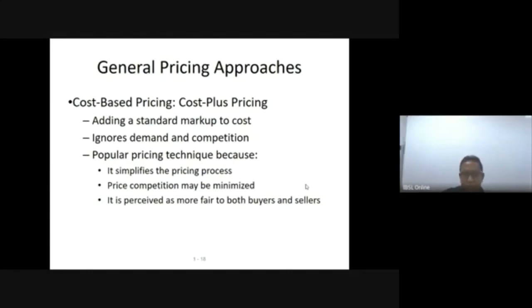The initial basic thing is you need to cover your cost. There you ignore demand and competition, because first you have to cover cost. You can't go below cost. It simplifies the pricing process. Price competition may be minimized. It is perceived as more fair to both buyers and sellers. So it's one approach: you go by the cost base with the margin.